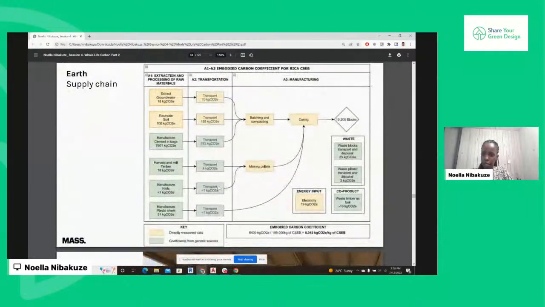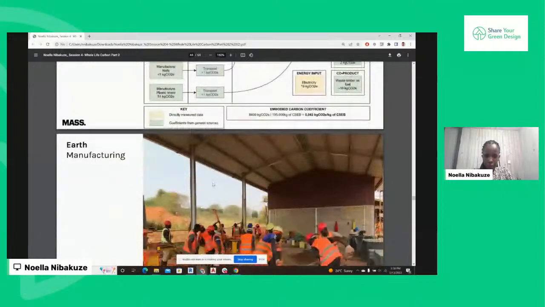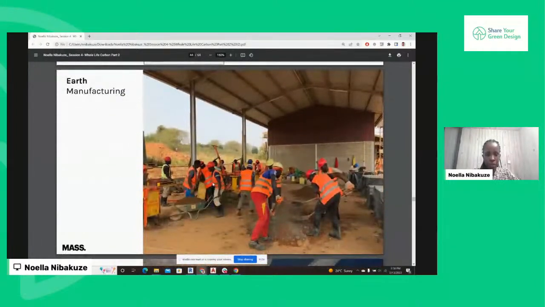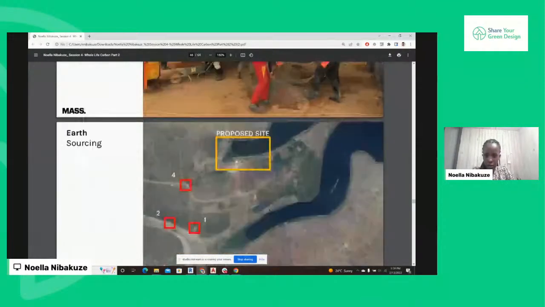From working locally, it was very easy to track our earth supply chain. It was from site, making it easier for us to calculate the embodied carbon coefficient, because we knew where it was coming from, we knew what the transport cost, and we knew what making it cost as well. All bricks were made on site in this shade by local masons, which really reduced our transport and cut down our CO2 emissions.